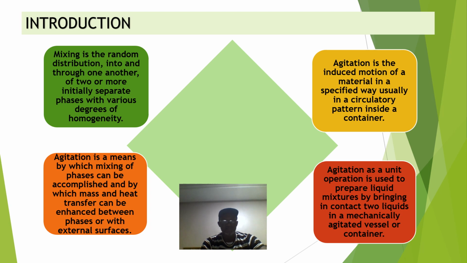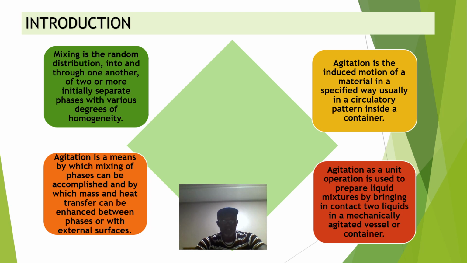Introduction. Mixing is a random distribution into and through one another of two or more initially separate phases with various degrees of homogeneity. So we talked about mixing in class. Remember when I gave you an example: if you're making tea, you've added milk, something like Bonvita or Milo, and you have also added your sugar and any other thing you want to add, maybe honey, and then use your spoon to stir it. You are trying to mix all the components to get one homogeneous mixture, so that from any angle you're drinking your tea, it will have the same taste.